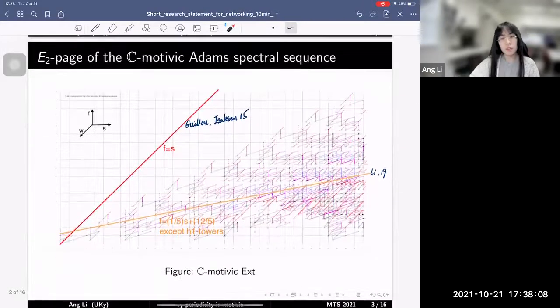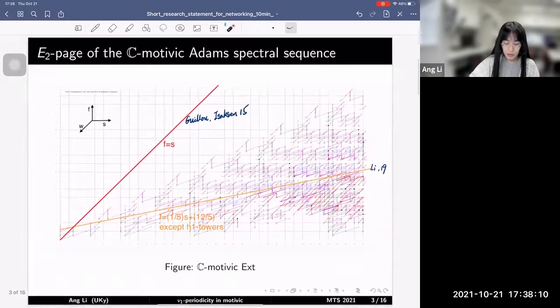So moving to complex motivic, things are different. One of the differences is the class eta, detected by h1, which is nilpotent classically but not anymore in complex motivic. So those h1 towers raise the vanishing line to slope 1, because they have slope 1. That's the work by Guillou and Isaksen.